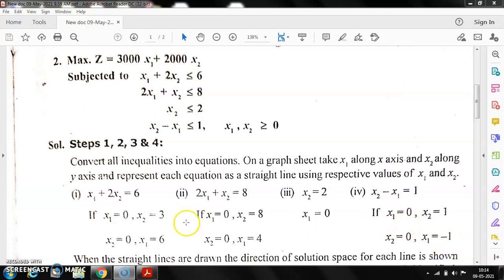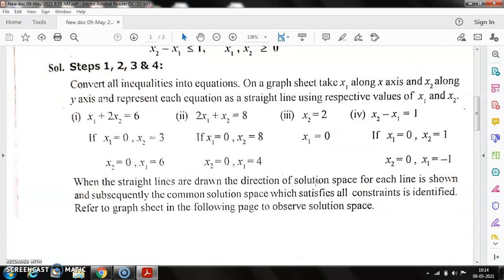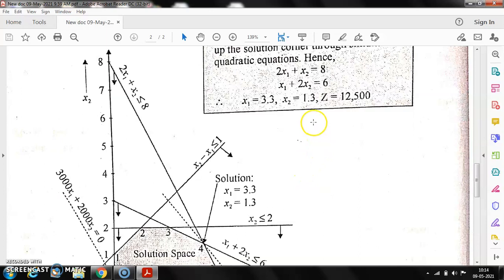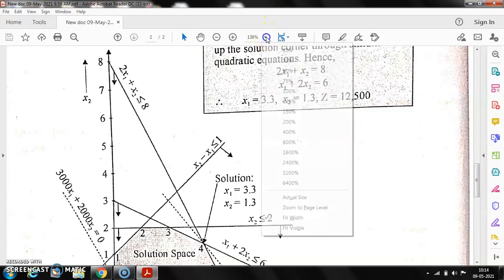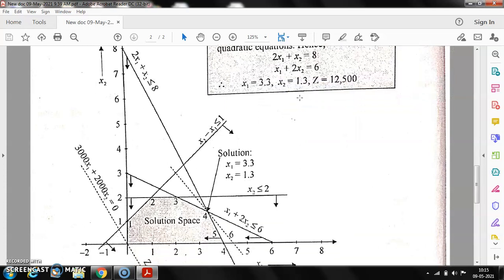Okay, so now let us put all these values in the graph, and let us draw the graph now. So here is a graph. This is how it looks.